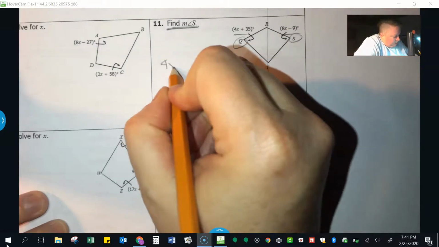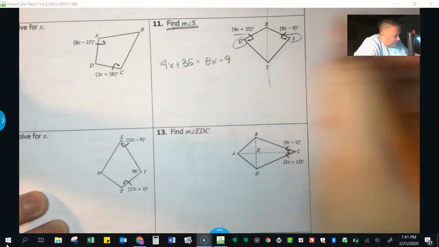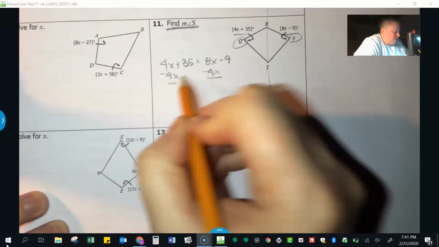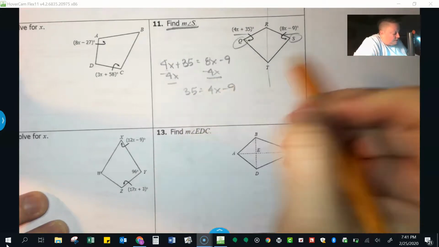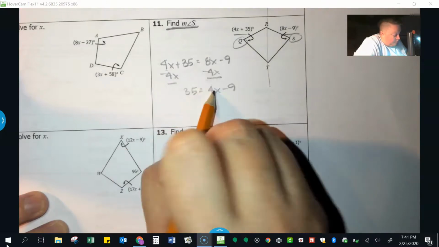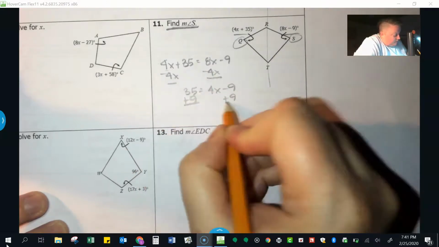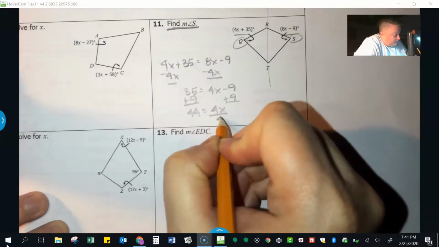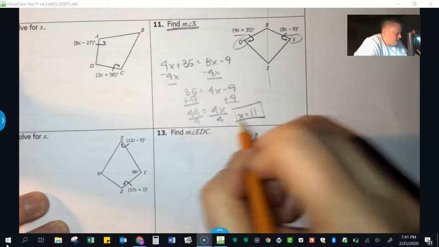So I'm going to say 4x plus 35 equals 8x minus 9. I'm going to move my 4x over here with the 8x. I'm doing that because it keeps things positive, and we like to keep things positive. Since I moved my x over here, I got to move my numbers over here. I'm going to do plus 9 plus 9. 44 equals 4x. Divide both sides by 4. I get x is equal to 11.